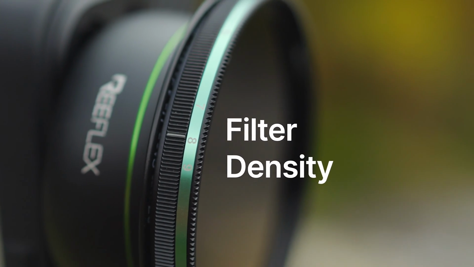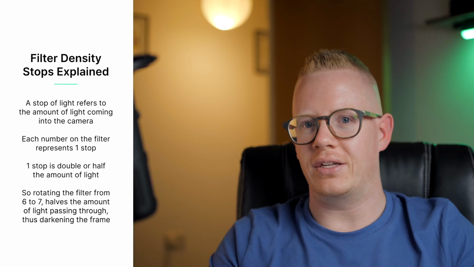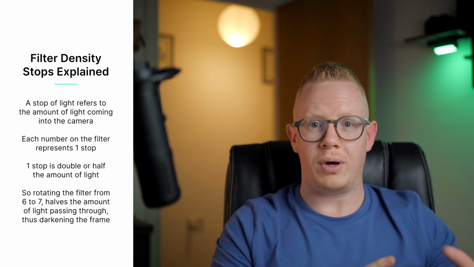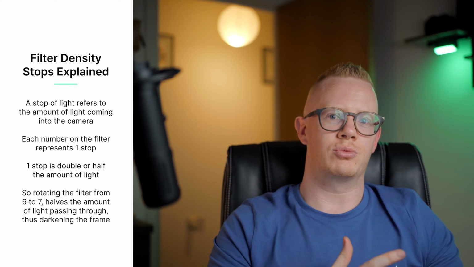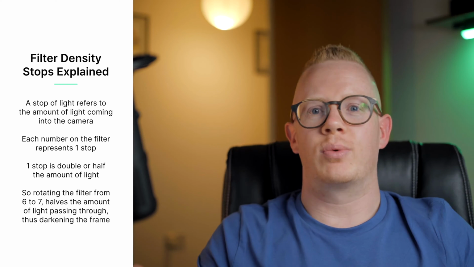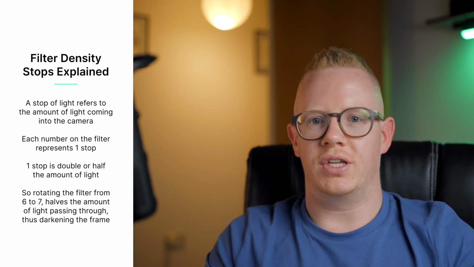A stop of light is a universal measurement of brightness. Changing by one stop refers to either making things twice as bright by letting in twice as much light, or twice as dark by letting in half as much light. And the best way to understand this is to see it in action.